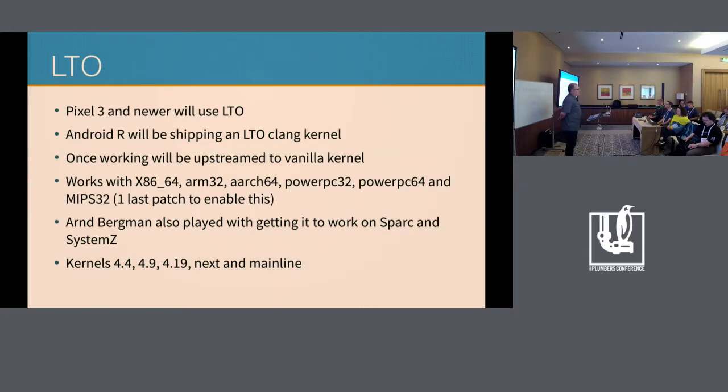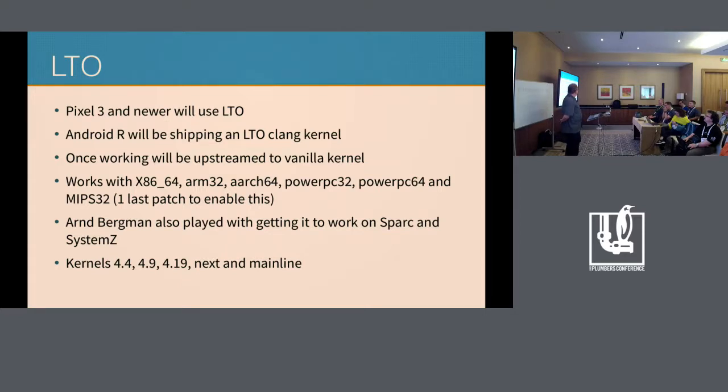The next thing is LTO. Now LTO is something that a number of people, probably even in the room, have been working very heavily on for years. LTO is now something that certainly is being used very heavily within Google. The Pixel 3 apparently and newer will mandate the use of LTO using Clang and LLD as far as I know. Android R will be shipped also with an LTO Clang kernel, which is very interesting. So it didn't come out in Q, but will be coming out in the next version. The idea effectively is once they have that working that it will also be upstreamed to make sure that, in fact, LTO support is pushed upstream.